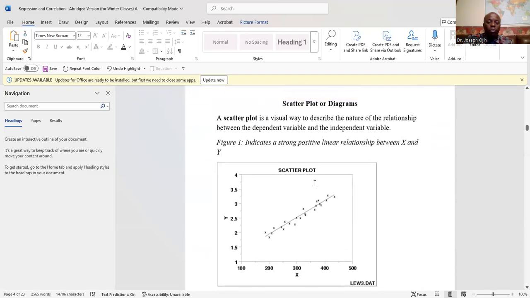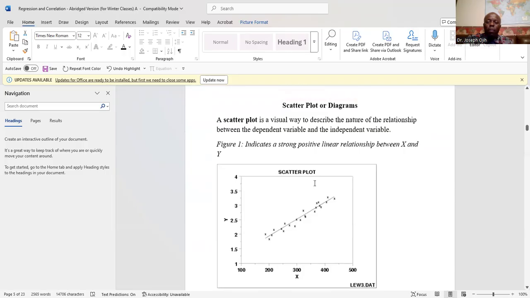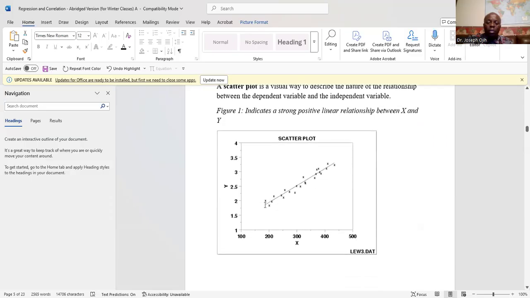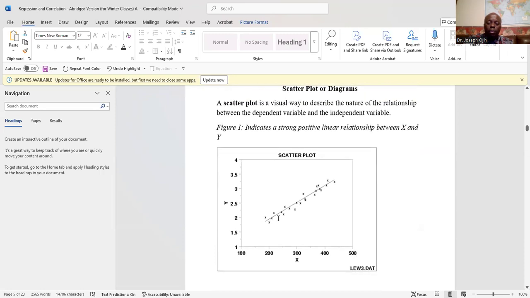Now, we can plot what we call a scatter diagram, when we plot both the X and Y variables in a chart. Let's look at this one. This is the X and this is the Y. You can see that both of them are trending up. If you put a line of best fit, you can see that they are trending up.